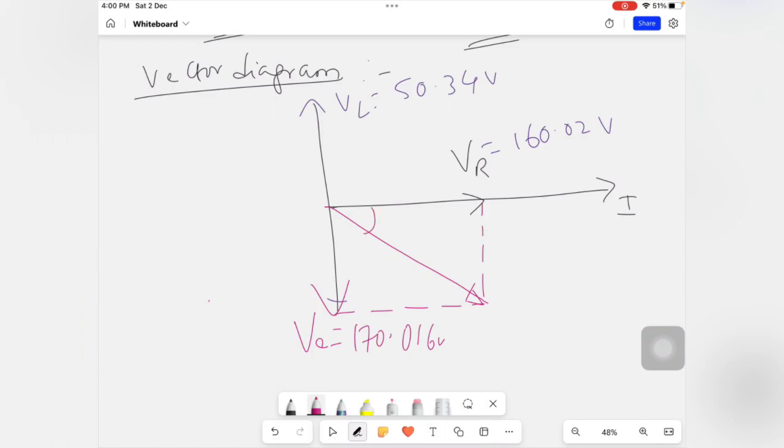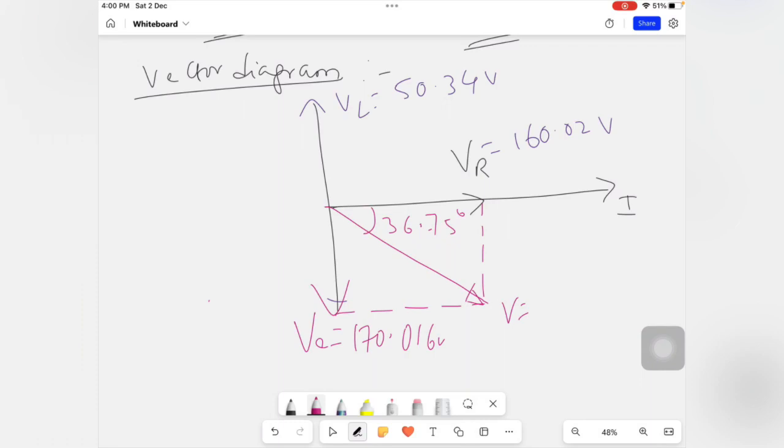So the angle between the voltage and the current is how much? Cos phi is 0.8012. So you will get around 36.75 degrees. So take the value, you will get around 36.75. So this is the resultant.